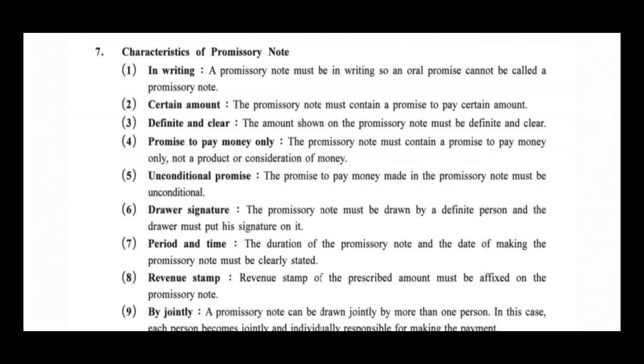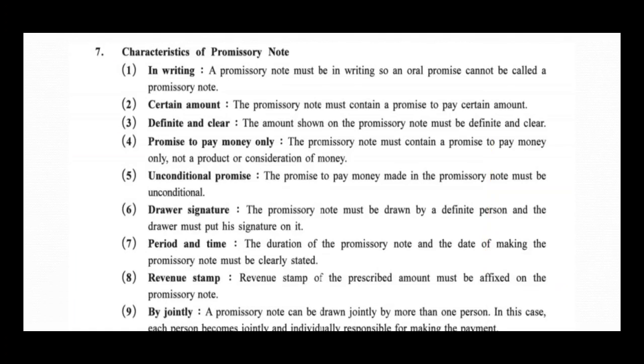These are some characteristics. In writing: a promissory note must be in writing, so an oral promise cannot be called a promissory note. This is the common characteristic of both bills of exchange and promissory note, that it should be in writing. Second, certain amount. This is also a common characteristic, that promissory note must contain a promise to pay certain amount. Then, definite and clear. The amount shown on the promissory note must be definite and clear. It will be there both in figures and in words.